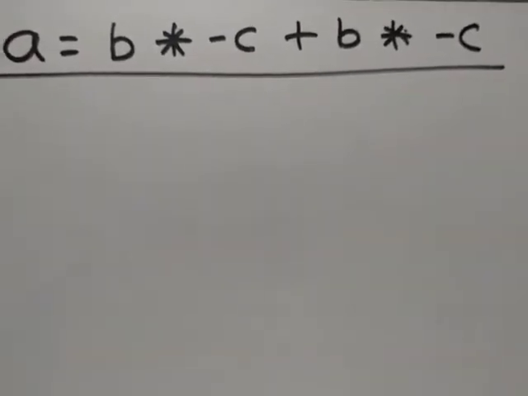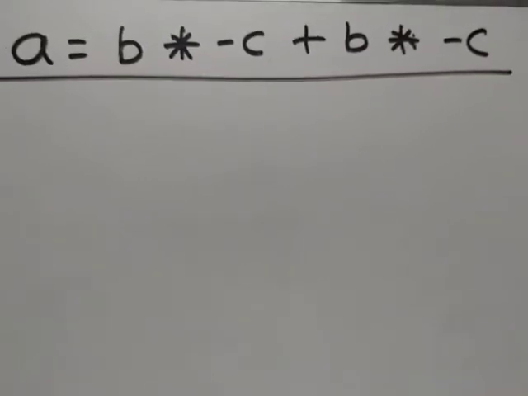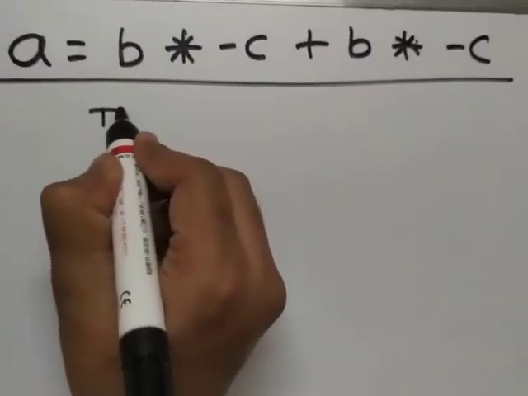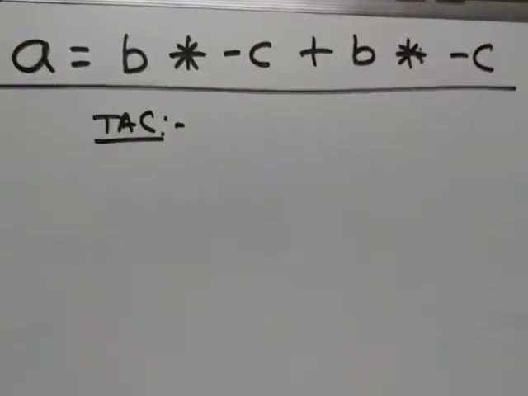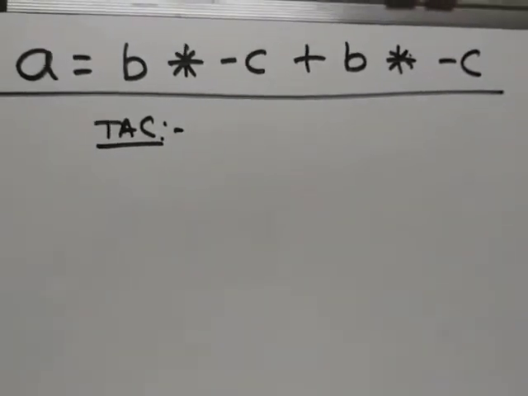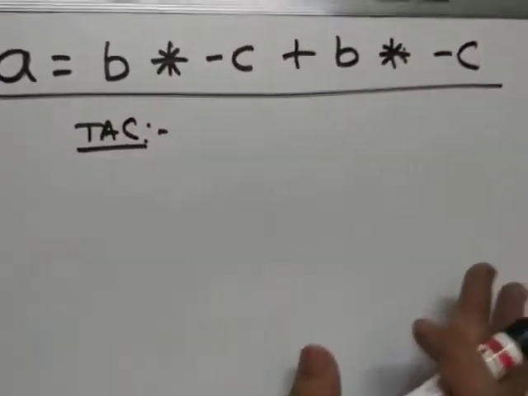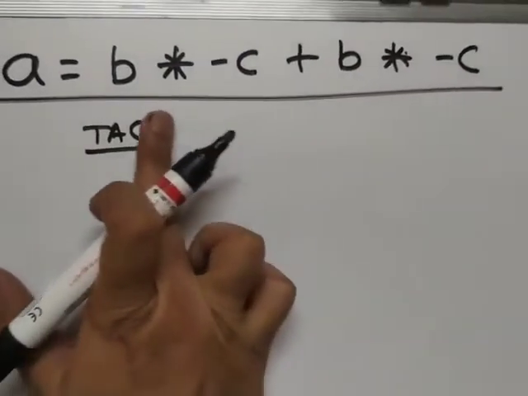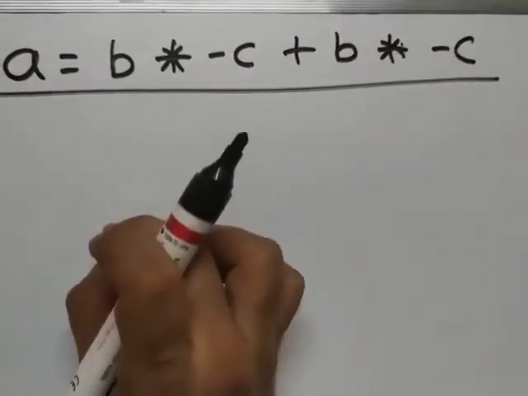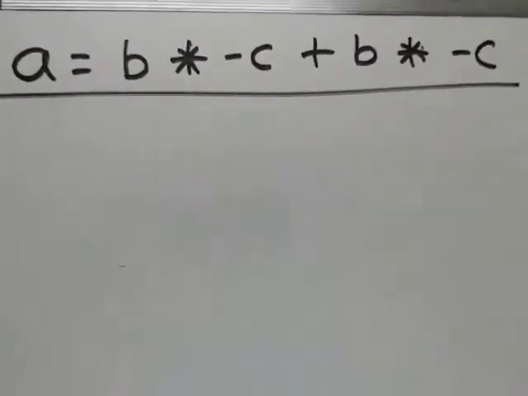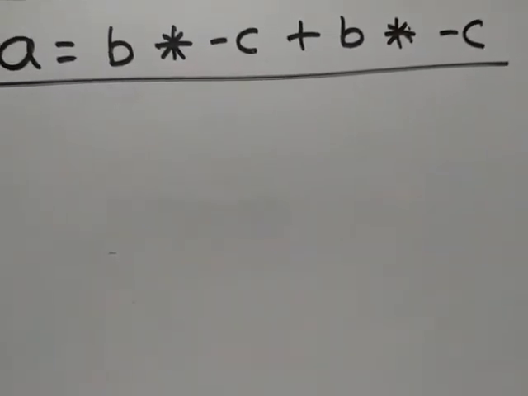So this is the given expression to you. As the first step we will be finding the 3 address code for this expression. As I said, first of all observe what operators are present in the given expression, and based on that decide what their precedence is and what associativity they are following. So let us start with it.